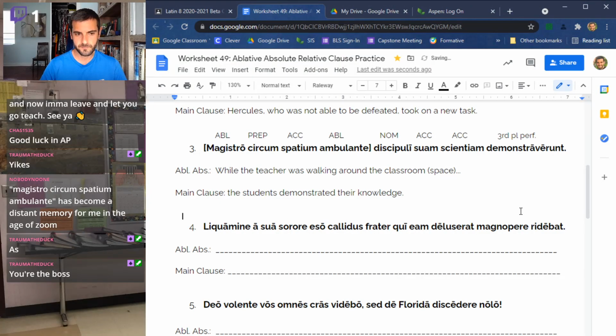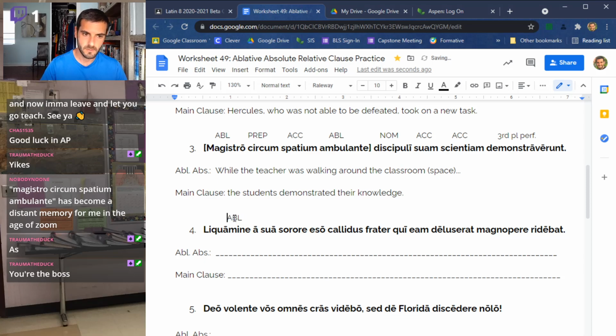Number 4. We get to go on a little tangent here about liquamine. The nominative for that is liquamen. So we'll have some fun stuff to say about that. Liquamine a, so we're going to have an ablative. A sua sorora essa. So we got a big old ablative absolute here. We got an ablative absolute with another ablative inside of it. Ablatives for days.